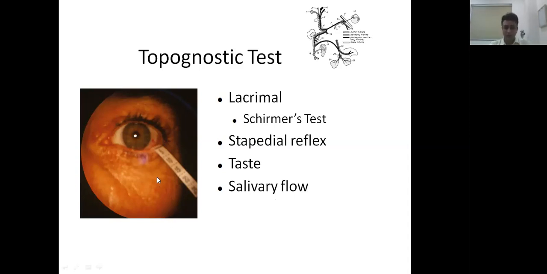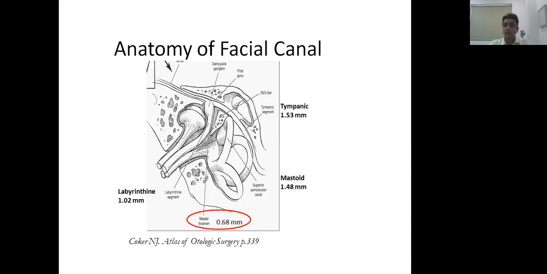If lacrimation is normal, but the stapedius muscle is not functioning well, that means the injury is between the first and second branches. And if the stapedius muscle is also functioning well, but the taste sensation or salivary flow from the submandibular gland is reduced, that means the injury is between the second and portion of the facial nerve. So that's why they are called topodiagnostic tests, because they tell us the level at which there is an injury of the facial nerve. So once we know that, okay, this is the level where there is an injury, this is where the nerve has been damaged, we can proceed for the management.